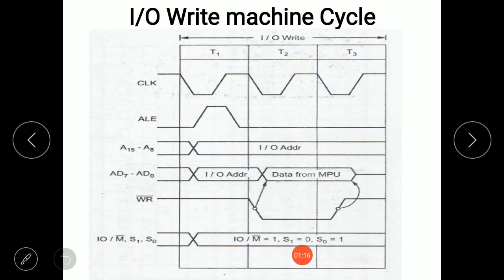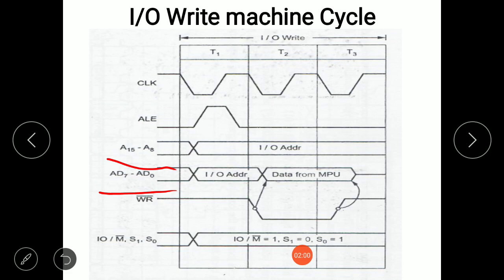Now let's see the timing diagram. An input output write cycle is exactly similar to a memory write cycle. In case of the input output write cycle, IO/M bar goes high, indicating that the address sent out by the microprocessor is for an input output device or input output port. The address of an input output port or device is duplicated on both A8 to A15 and AD0 to AD7 buses. The OUT instruction is used for input output write.